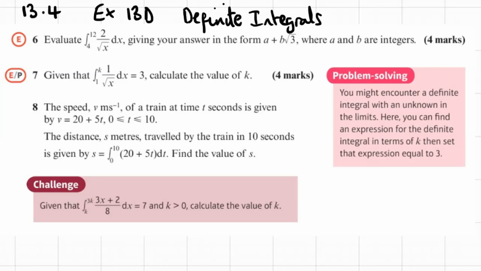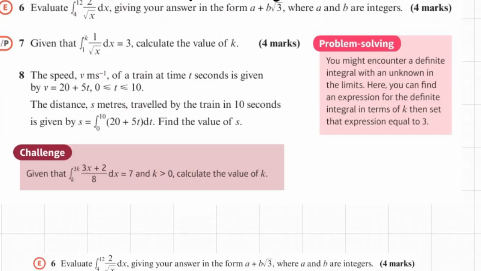Hi, I'm going to go through what should be the hard questions in the exercises, so the last questions of the exercises and the challenge questions if there are any there. So we're going to go through these questions today, 6, 7, 8, and then the challenge. It's chapter 13.4 about definite integrals, and it's exercise 13D in the year 1 pure book.